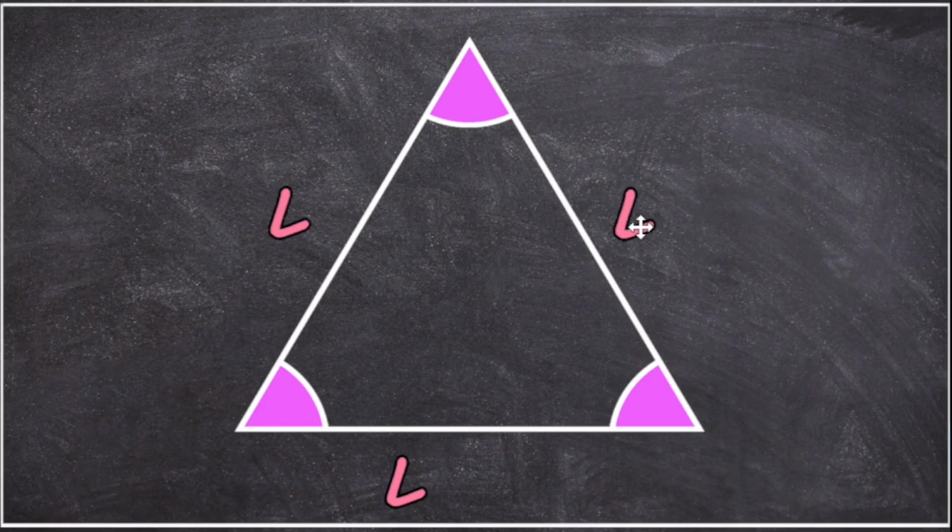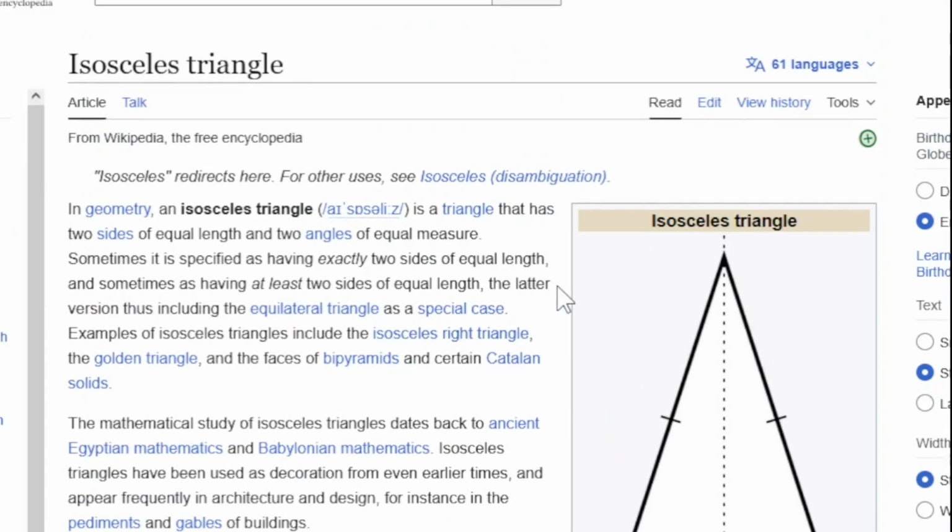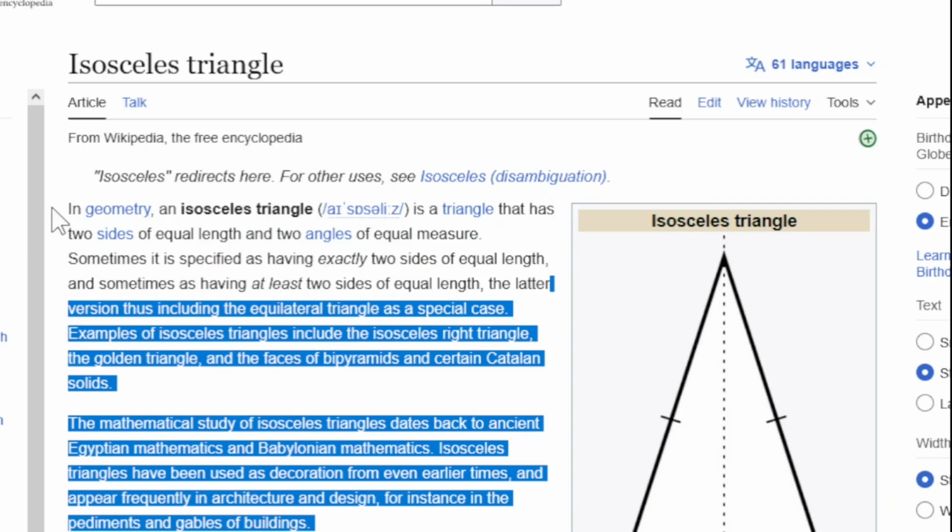Now, a few of you might be thinking, but this isn't an isosceles triangle, it's an equilateral triangle. And in order to ease your doubts, let's look at the definition on the wiki page for isosceles triangles. So here we are on the page for isosceles triangles, and let's see what the definition says.